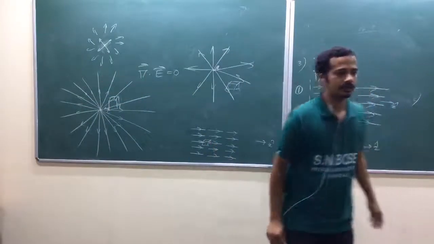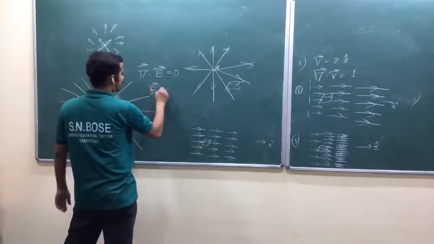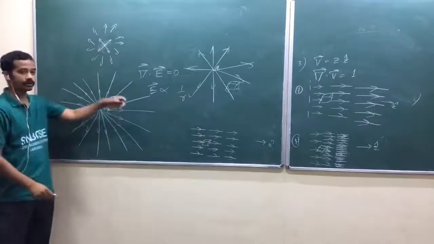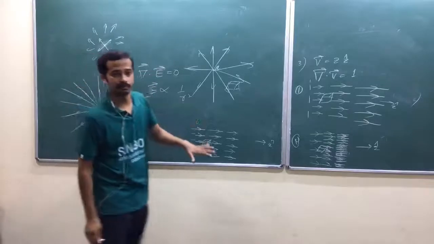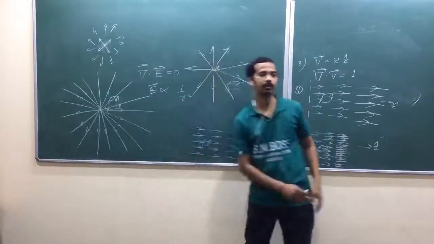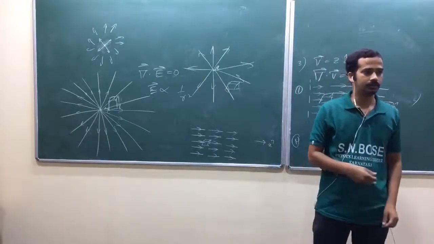So now how do you write? Again, your electric field is inversely proportional to 1 by R square, isn't it? Suppose R is the distance from the charge. Now you have to show both of them. By taking these two, we are getting into this kind of vector field, isn't it?